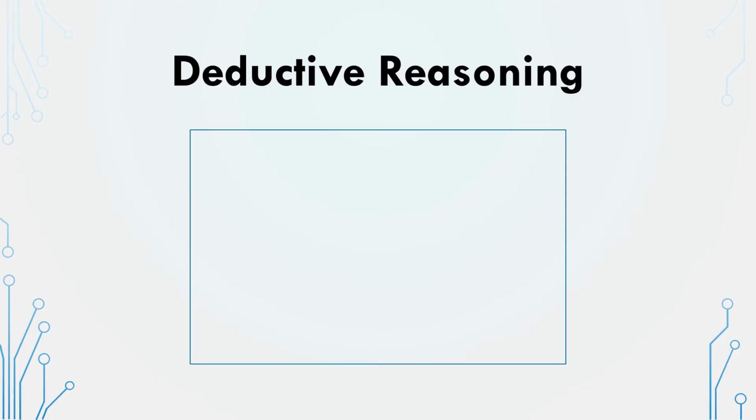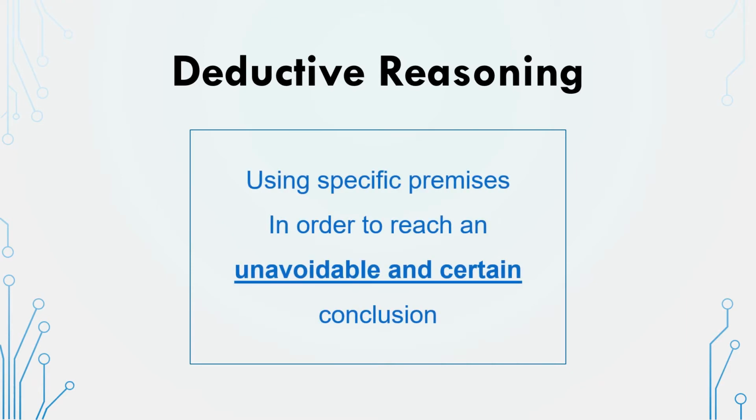Let's start by looking at the text definition of deductive reasoning. According to the text, deductive reasoning is using specific premises in order to reach an unavoidable and certain conclusion. This is important to note because if the premises that you provide are factual and correct, then the conclusion that you come to will be both unavoidable and certain.